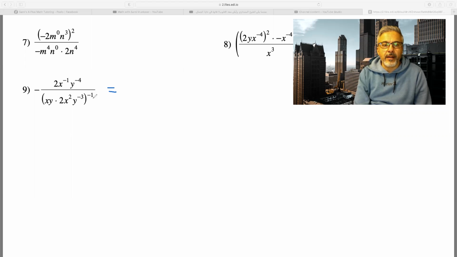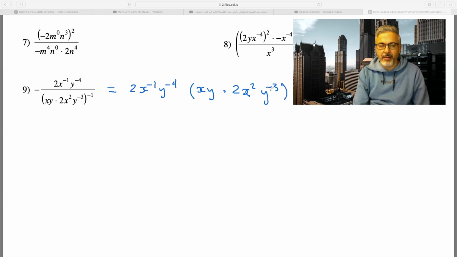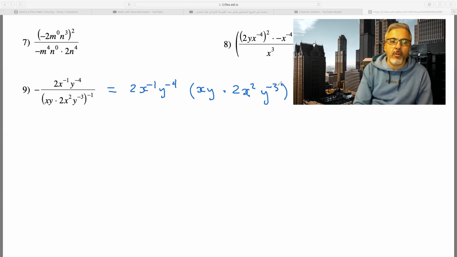This -1, I don't like that. So I'm gonna erase all of this and make it the +1 instead. You don't change anything on the inside though, because when you move this up, you're only concerned with the -1 as the exponent. So this will give me 2x to the -1, y to the -4, that top still the same, times xy times 2x squared y to the -3 to the power of 1. You don't even have to write to the power of 1 because everything is to the power of 1.